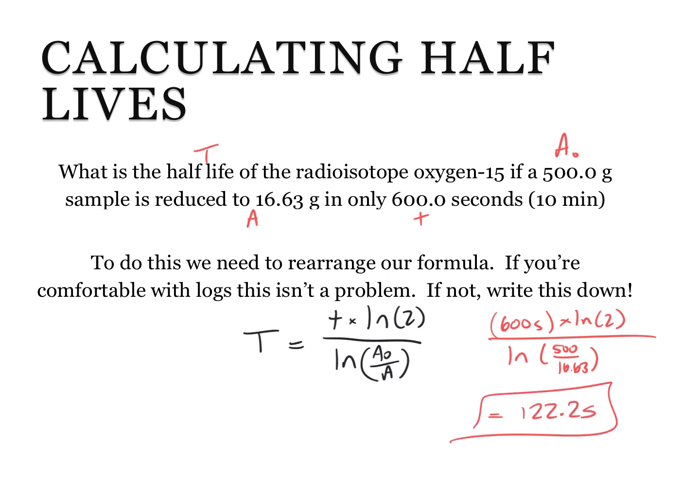That will be my half-life. Once again, you need to be careful when you plug this into your calculator so you don't screw up the order of operations. What I did is I took the numerator and I figured that out. I took 600 times the natural log of 2, and I stored that number in my calculator. And then I did the denominator. I did the natural log of 500 over 16.63, and then I took those two numbers saved in my calculator's memory and I divided them. I took the numerator divided by the denominator, and I got 122.2 seconds.